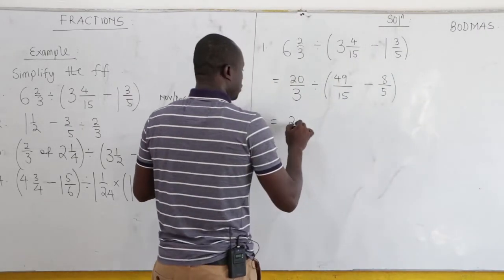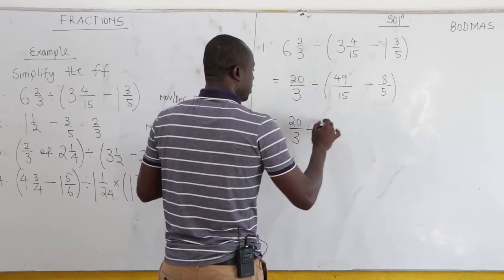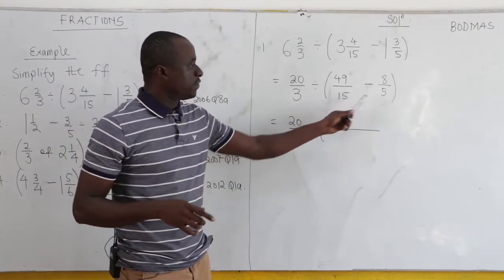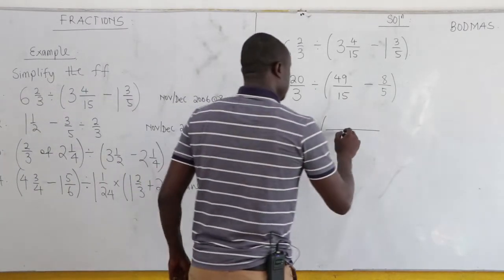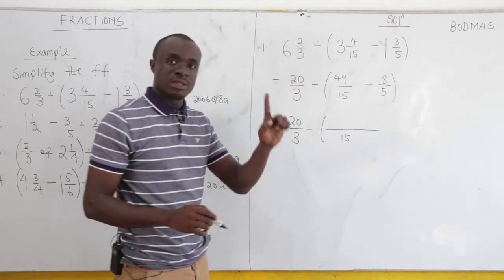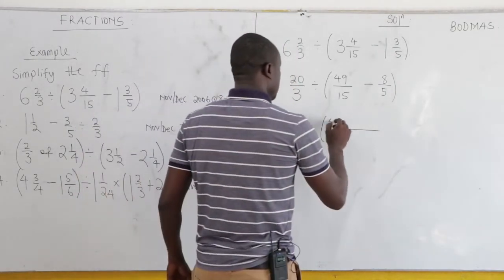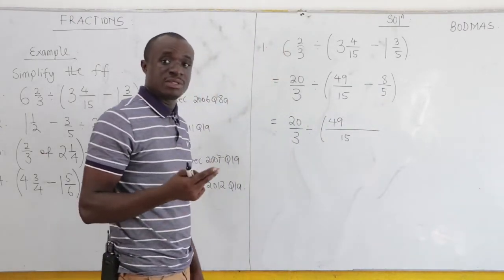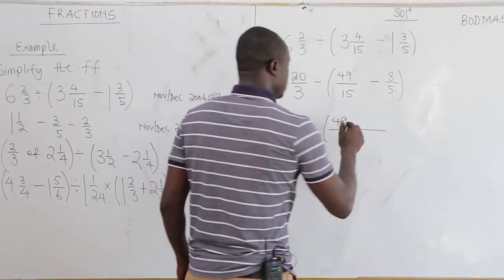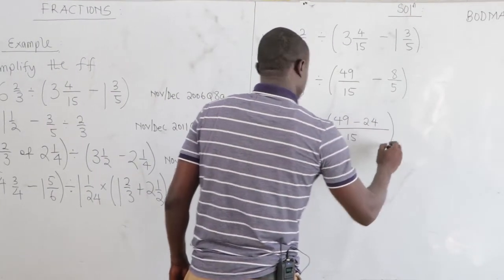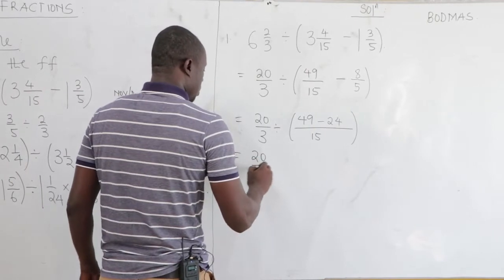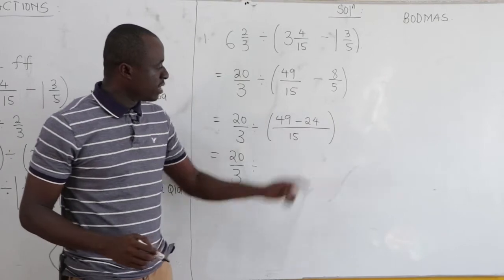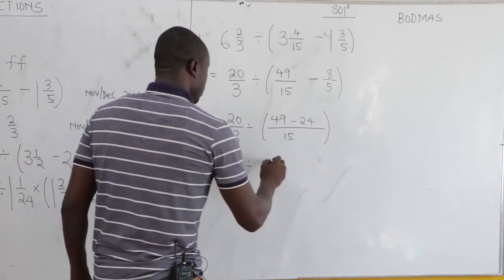Now here we have our 20 over 3 divided by, now we have to look for the LCM. What is the LCM of 15 and 5? The LCM is 15. Now 15 will go into 15 how many times? Once, times 49, so this will give us 49. 5 will go into 15 how many times? That is 3 times 8, and this will be 24. So we have 20 all over 3 divided by, now 49 minus 24, and that is 25.